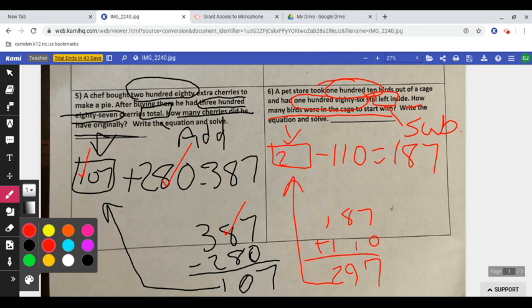If I put that in the box, does it make sense? Yes, indeed it does. Check, correct equation. Check, I showed my work correctly. And check, I put the right answer in the box.